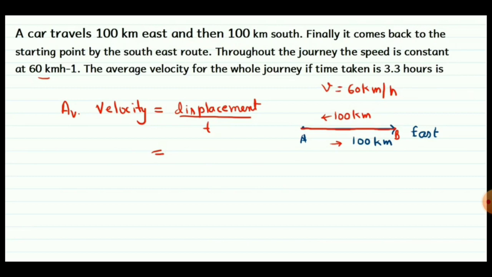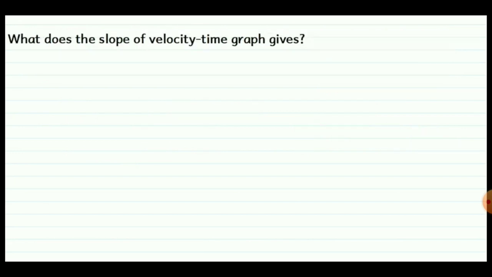Now what can you say about the displacement that has been traveled by the car? The car started from A. After going to B, it has again come to A. That means we can say the car's initial and final positions are the same. So the displacement is 0. As the displacement traveled by the car is 0, the average velocity will always be 0.